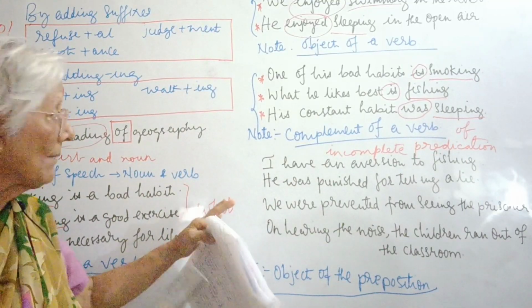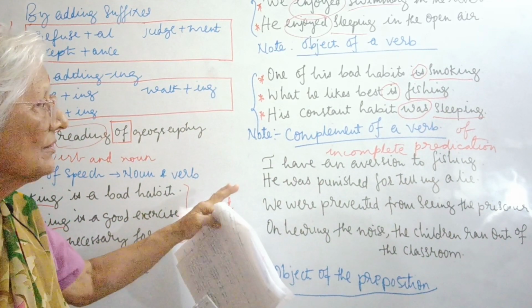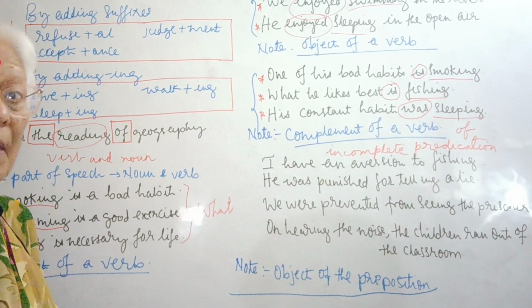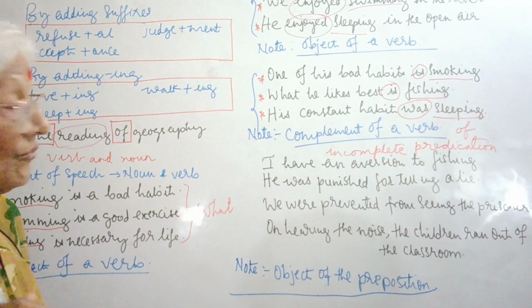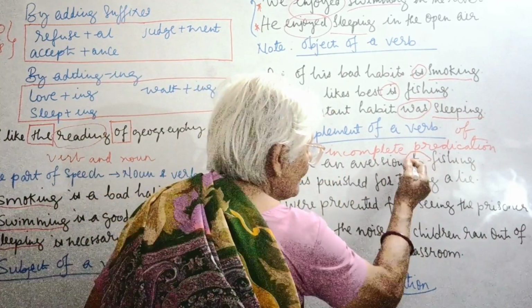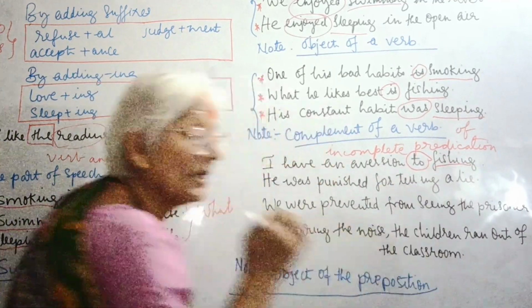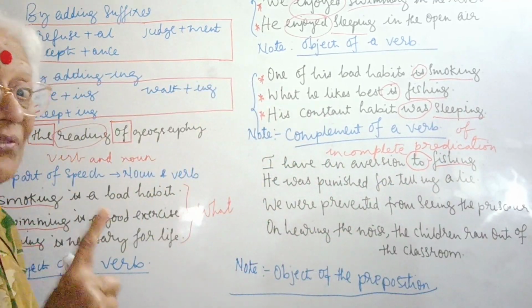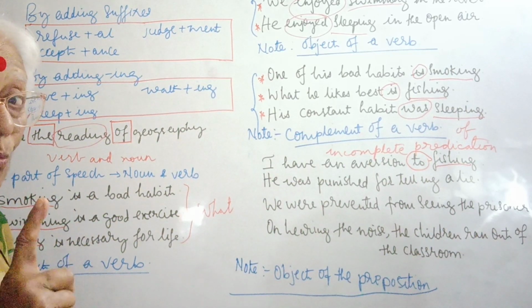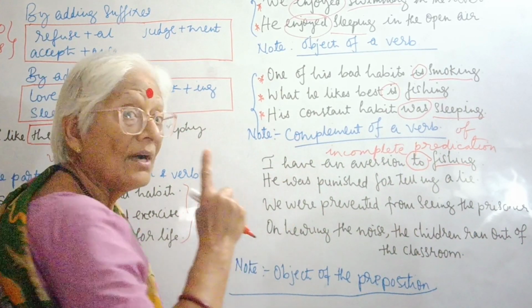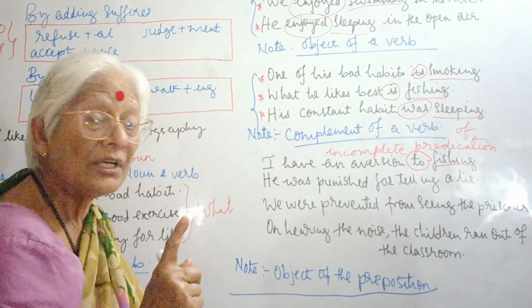Now let's go to the next example. I have an aversion to fishing. What have I an aversion to? Preposition. Remember the question what? What have I an aversion to? Fishing. So fishing is a verb, but it is playing the role of a noun.